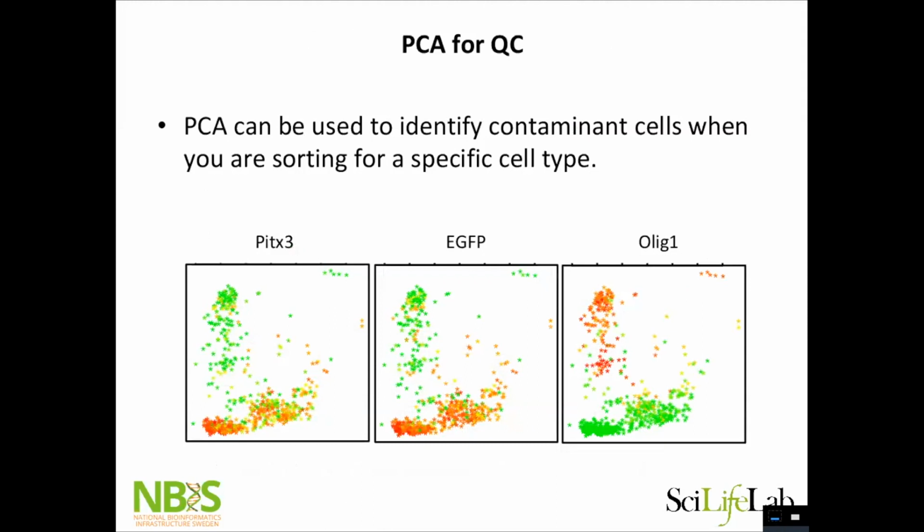And you can actually sometimes use it to detect contaminants. Here is one project where we're working with PDX3 EGFP cells. And then we clearly have in the PCA these cells that we didn't really want in the analysis. So just based on PCA, we can remove all the cells that we don't want to analyze.